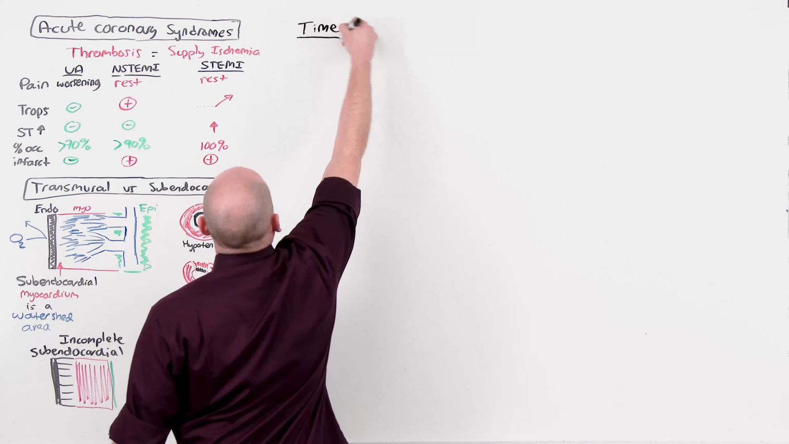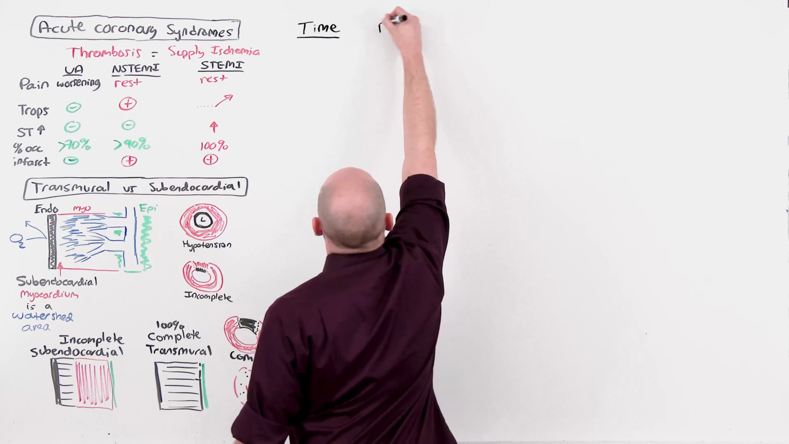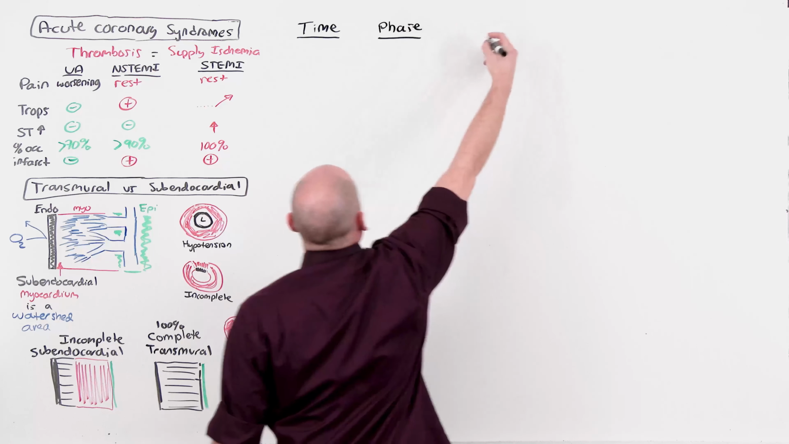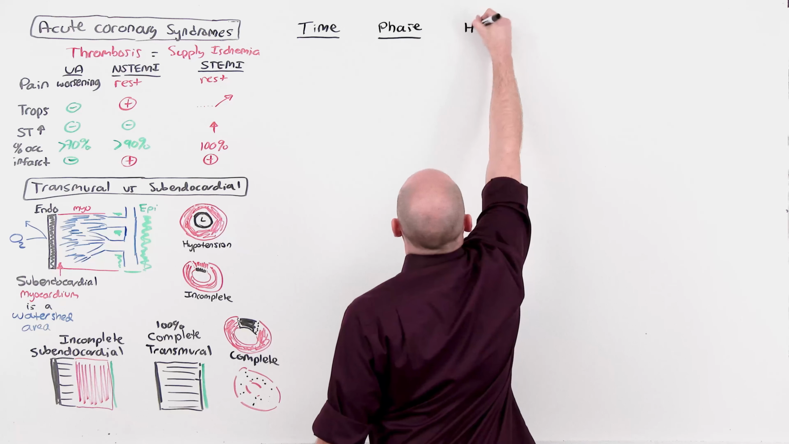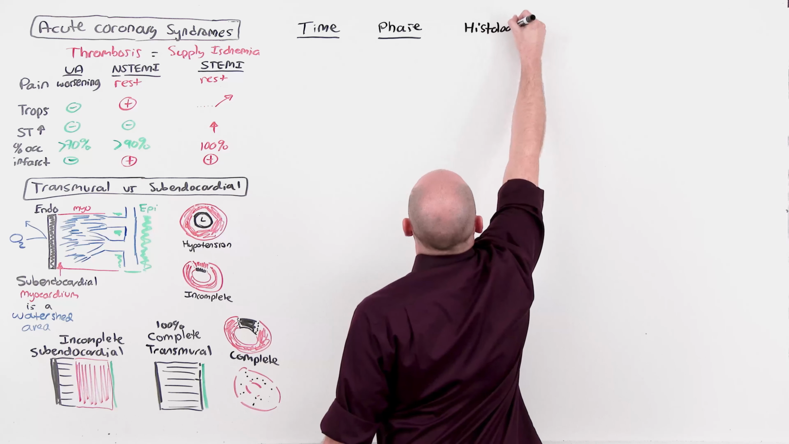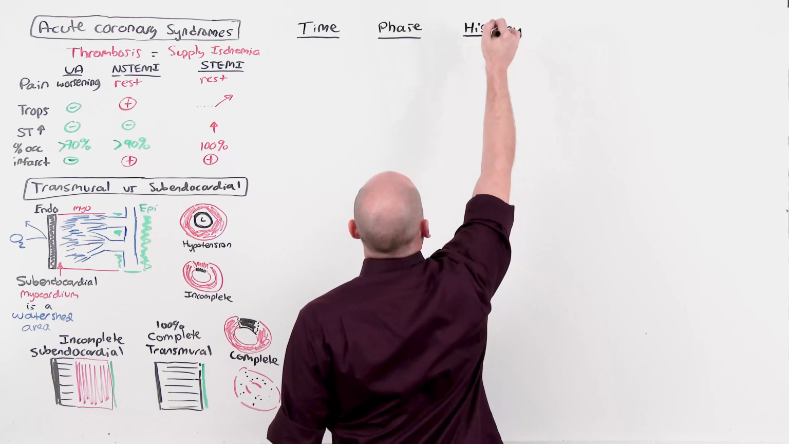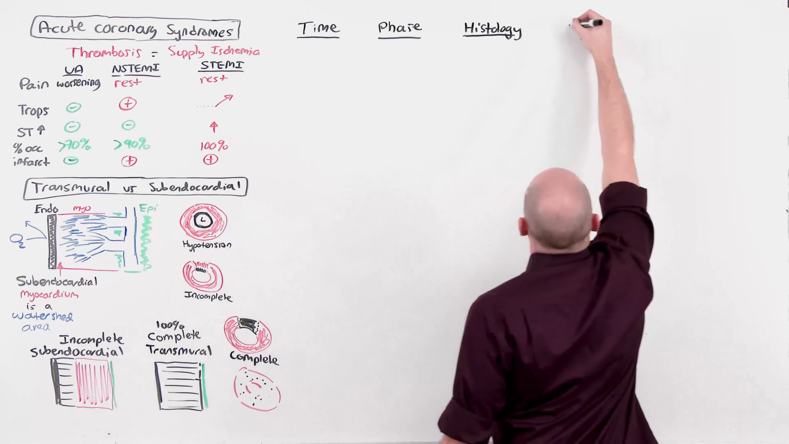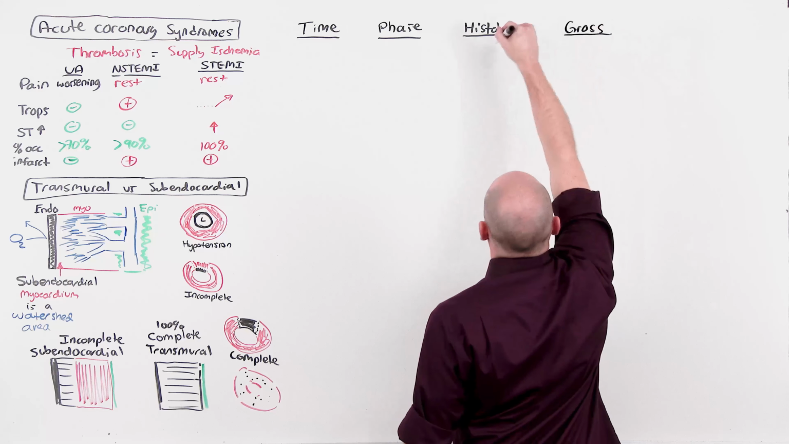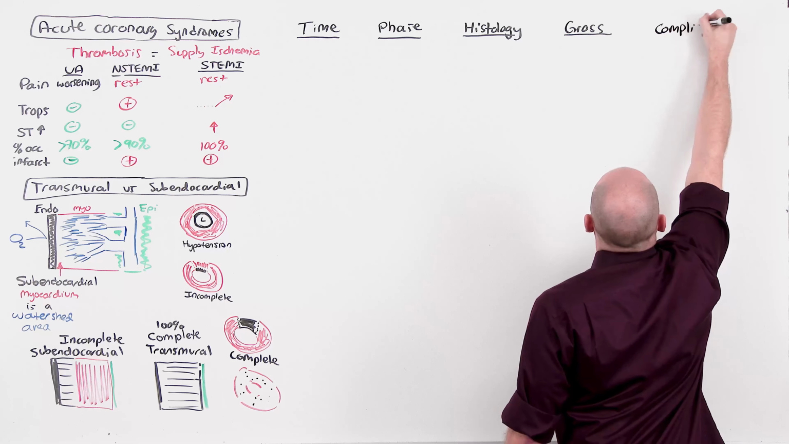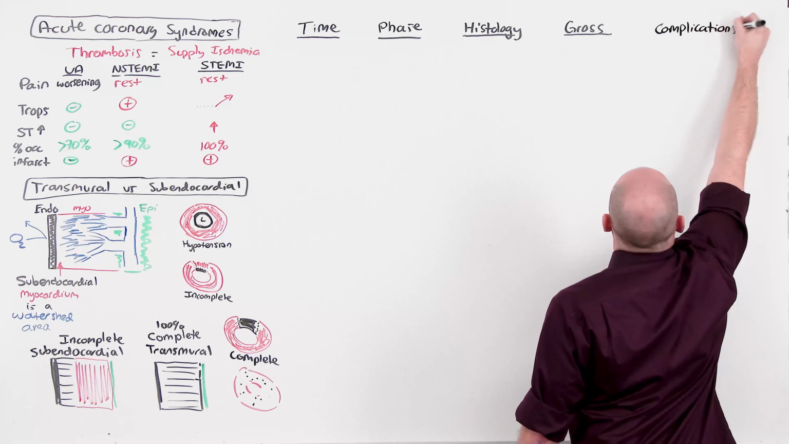Time from thrombosis. What phase we're in. Necrosis or wound healing. What cells will be present on histology slide? If they died and you took a sample, what would the infarct zone look like? The gross anatomic appearance? If they died, what would they look like before you take a slice and put it under the scope? And based on that, what are the complications of that period?